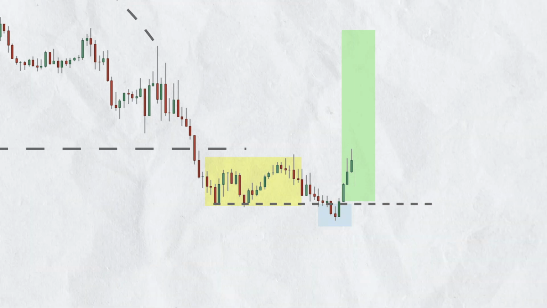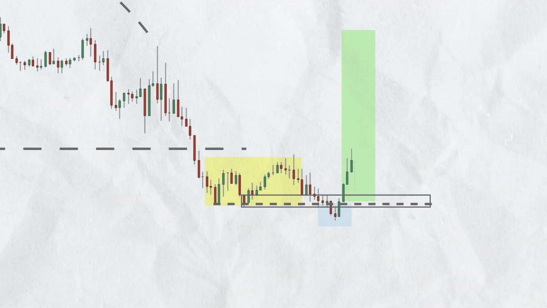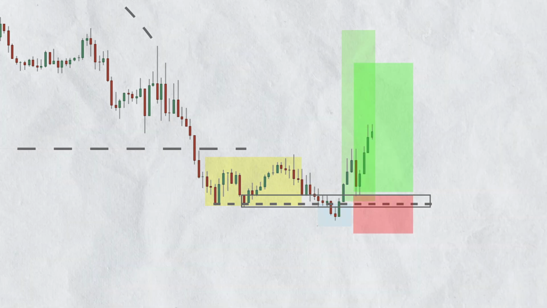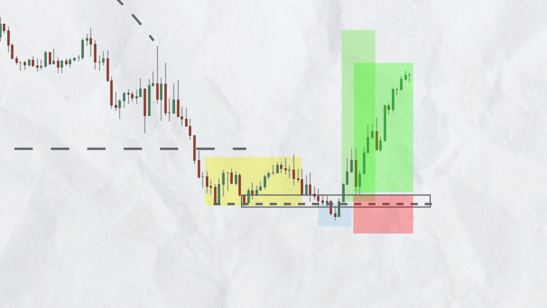For entry points, an inversion at this juncture offers a potential setup, with the stop placed at the low and the target at the high. The pattern ultimately results in a distribution phase that surpasses the previous highs.